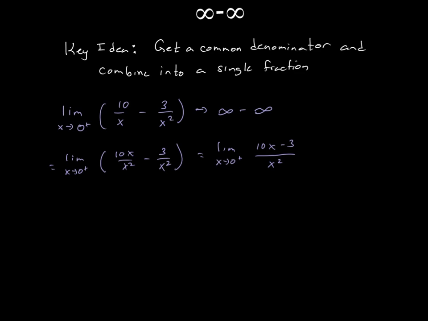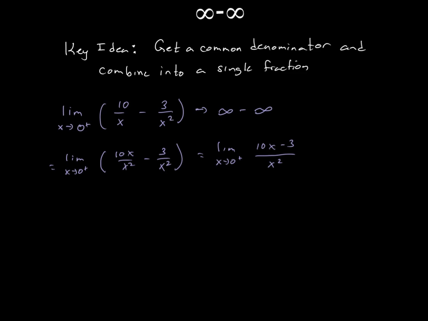And again, we're looking at 0 from the right because in both cases here we do have a vertical asymptote at x equals 0. So when I look at this from the right, 10 over x is going to be infinity. 3 over x squared will also go to infinity. So I get infinity minus infinity. So I go through and get the common denominator, in this case x squared. So that will be 10x over x squared minus 3 over x squared. And so this really becomes the limit as x approaches 0 from the right of 10x minus 3 over x squared.